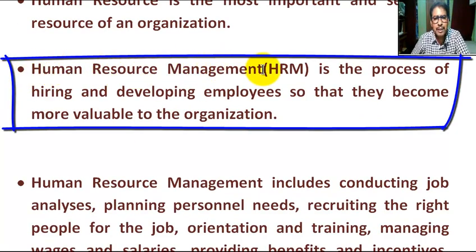Now, human resource management is the process of hiring and developing employees so that they become more valuable to the organization. Hiring means starting to employ someone for wages. And developing means inspiring or changing into a more advanced form. Hiring and developing employees so that they become more valuable to the organization.